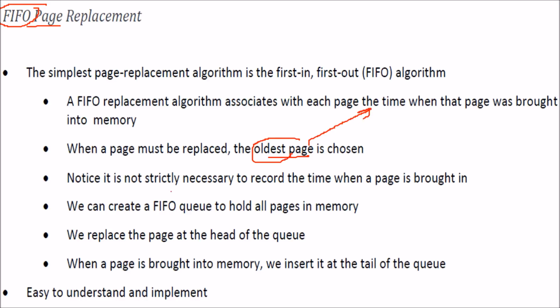And it is not strictly necessary to assign a time to know which one is oldest. We can simply use a queue. So the latest will be put in the tail, and in the head will be the oldest. So we will use it as a victim frame, take this page out from this queue, and then place it in the backing store. Quite easy to understand and implement.